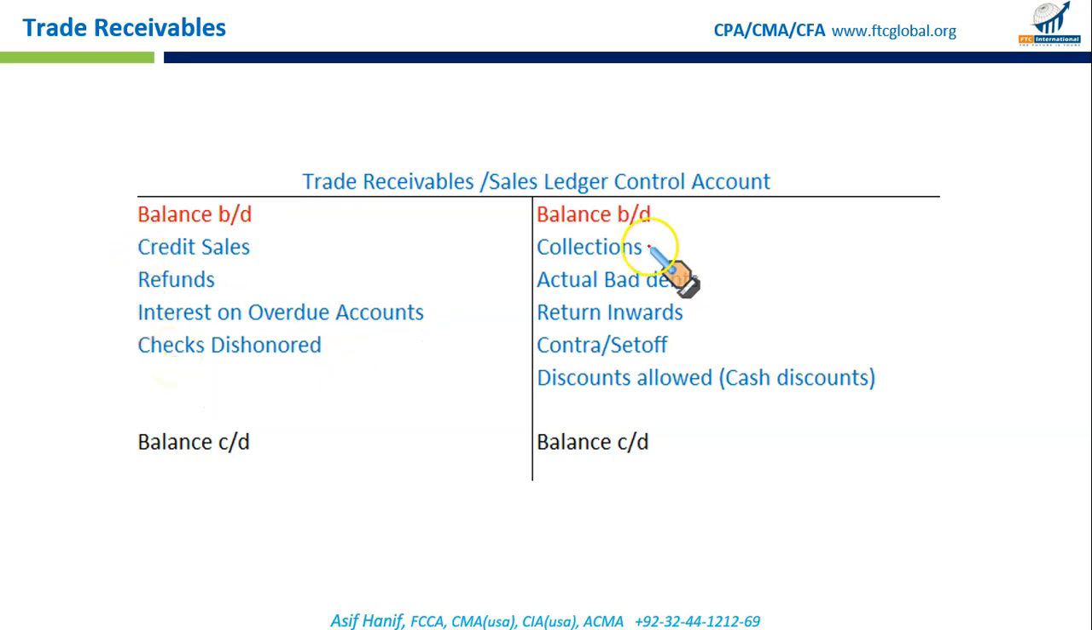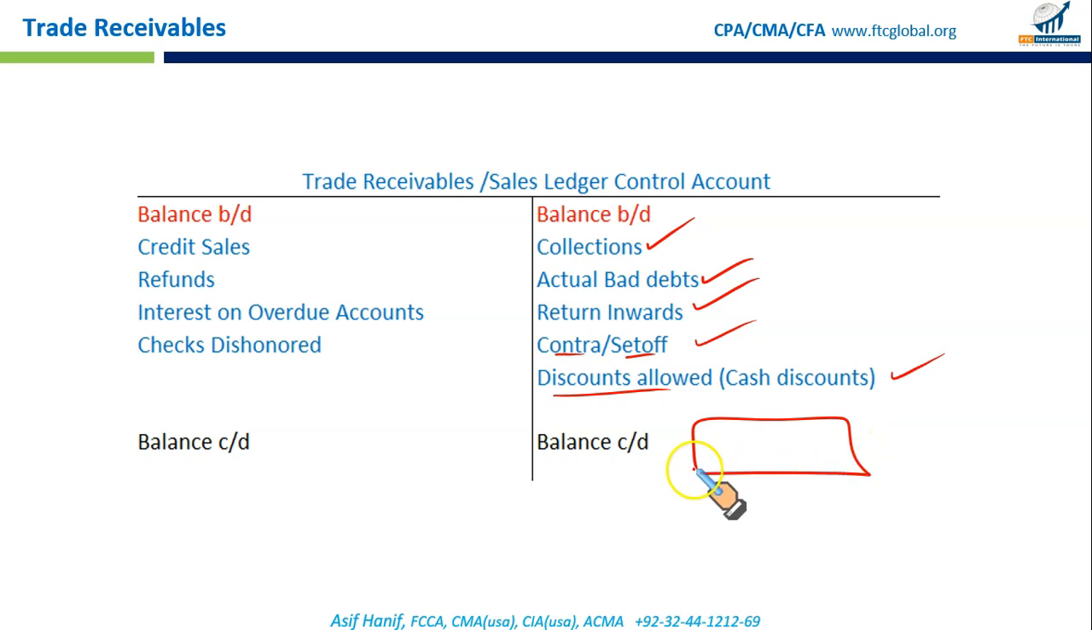What appears on the credit side? Collection from customers, any account receivable that has been written off, actual bad debts, actual customer going bad, return inwards, that is sales return, contra or set off means a customer also happens to be your supplier. So we net off the account. So the figure of contra appears here. And if we allow any discount to our customers, it appears on the credit side. And again, at the end, we will have a sizable debit balance and of course, some credit balance as well, in case some customers have a credit balance in their account.